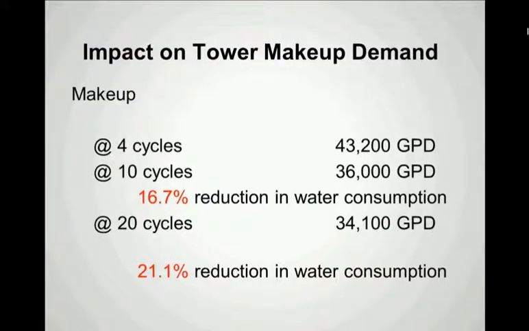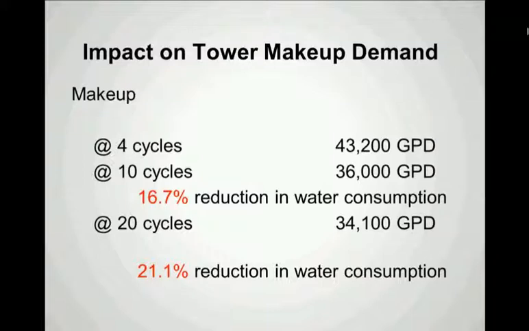The impact on cooling tower makeup based on cycles, if using our 1,000-ton cooling tower example at 4 cycles, we calculated 43,200 gallons per day. If we had a way to operate at 10 cycles, we could reduce that to 36,000 gallons per day, which represents a 16.7% reduction in water consumption. Very significant improvement in overall water efficiency usage in the cooling tower.